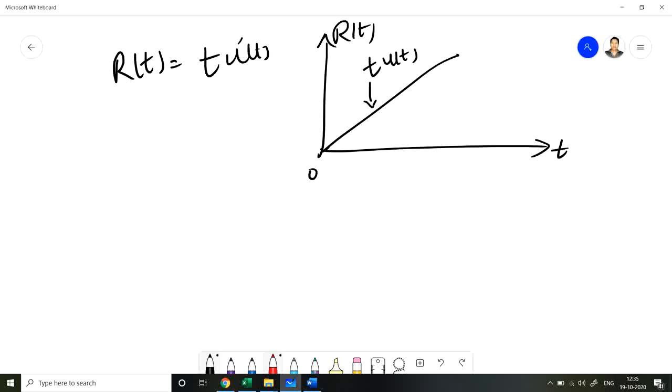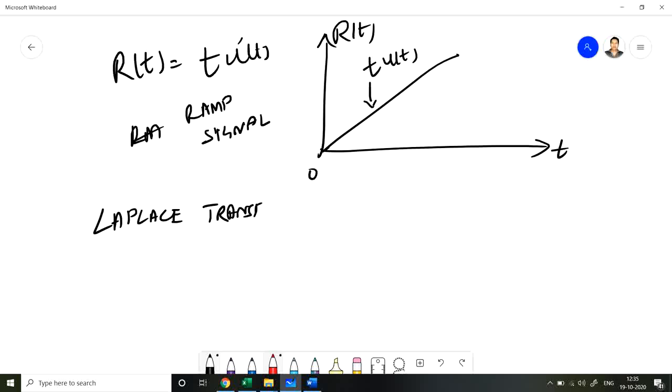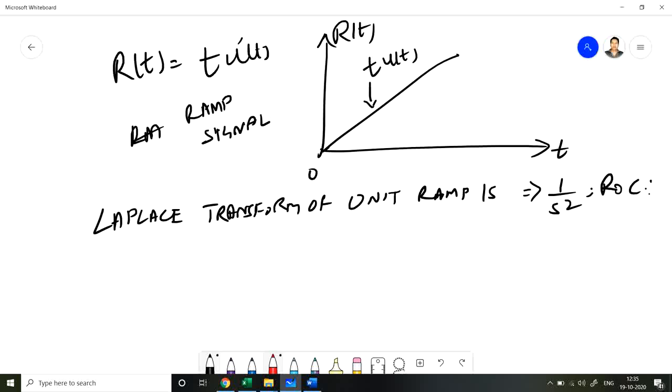So what we have to write is the integral from minus infinity to plus infinity of del t into 1 into dt. It is the integral of del t dt, and we see that the area of a unit impulse is always 1, so the Laplace transform of del t is 1, and the ROC is all values of s, that is the entire S plane.